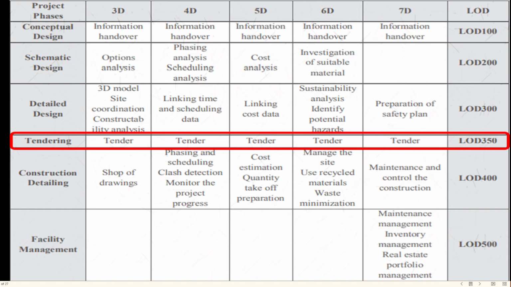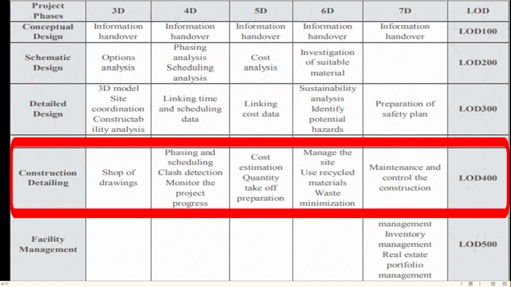At the project phase of tendering, all BIM dimensions focus on tender, and the level of development is under LOD 350. At the project phase of construction detailing, 3D BIM dimensions focus on shop drawings.